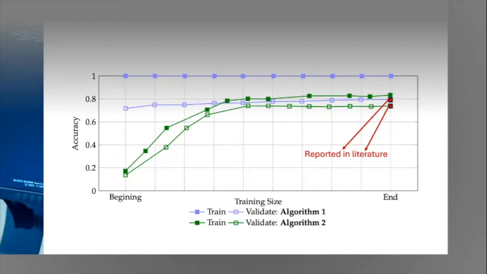But here's the critical problem. Most papers only report final accuracy numbers. Those numbers alone would mislead you into thinking Algorithm 1 is superior when the learning curves prove it's actually unreliable. This is precisely why learning dynamics matter more than final metrics.